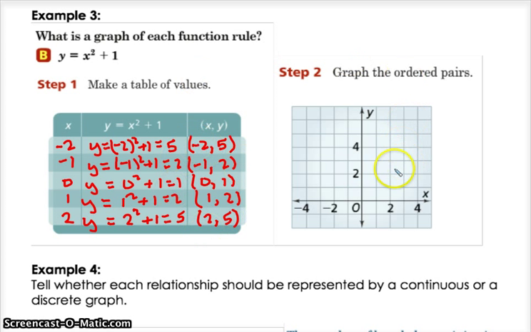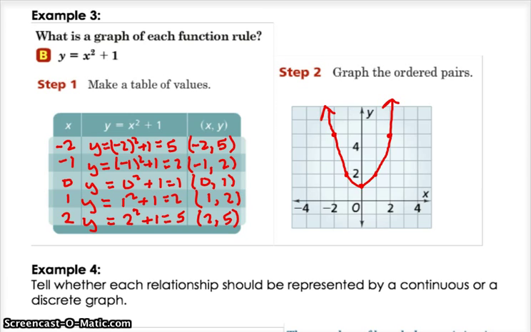Now I'll move over to my graph, and I'll plot those points. I'll go over -2, up 5, over -1, up 2, over 0, up 1, over 1, up 2, and over 2, up 5. And I see that these points lie in the same place on both sides of the y-axis. And this graph makes a nice smooth U-shape.